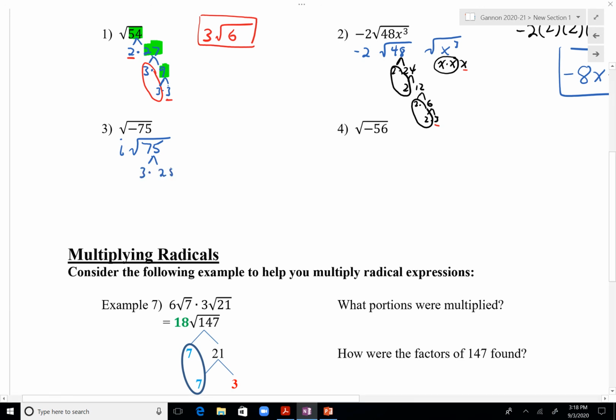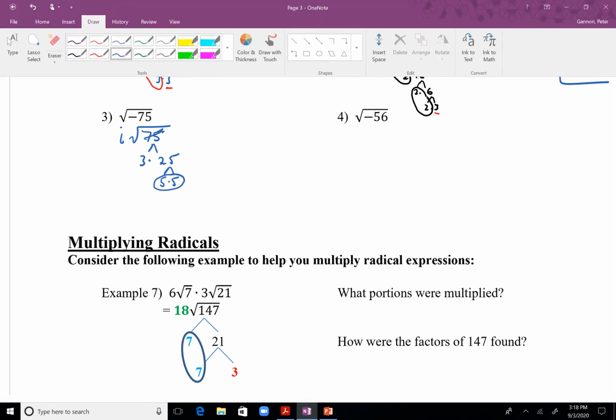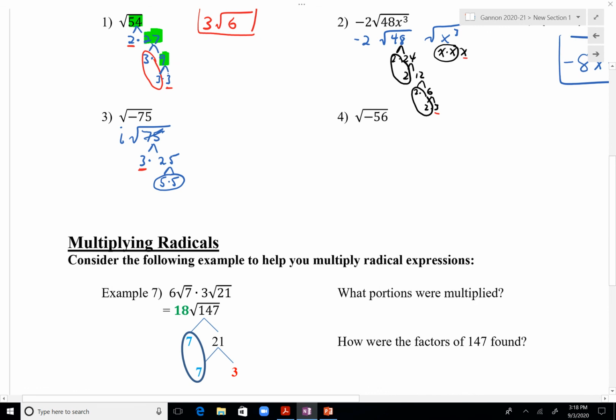3 times 25. Now, I could continue, breaking down 25, but one of the goals is we're trying to find the largest factor that's a perfect square. So if you see that, you can stop, because 25 is a perfect square. It's 5 times 5. There's our pair that we can take out. Here is the number that's left. So our final answer, we're going to take out the 5 and multiply it by i, so that's 5i, and then we have the square root of 3 left.